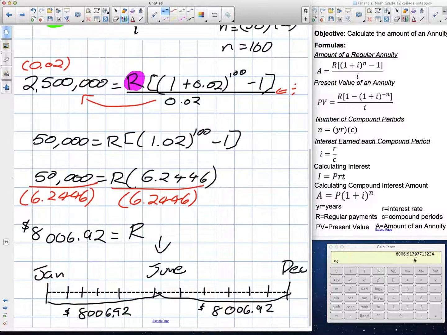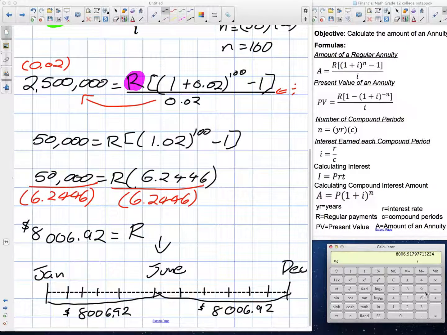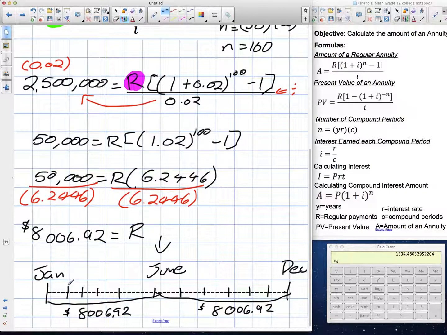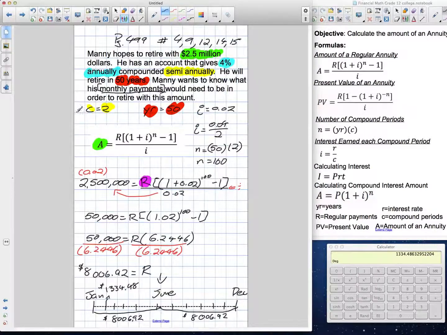So we have that $8,006.92. He needs to divide it into the 6 months that it happens in. Every month, he needs to put away for 50 years $1,334.48. So every single month, Manny's got to put away $1,334 for 50 years in order to have $2.5 million when he retires. That's a pretty large amount of money every month to do for 50 years.